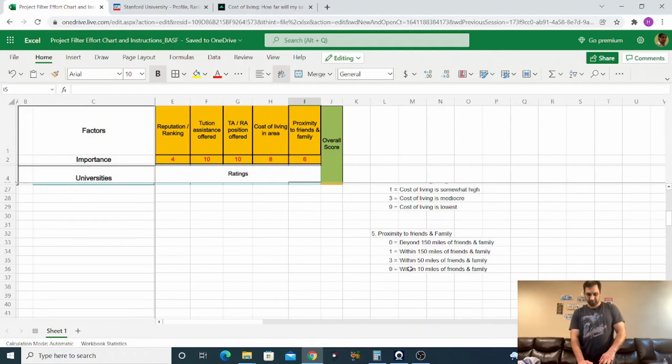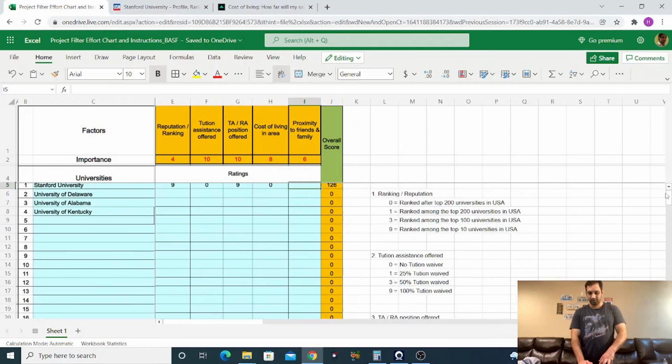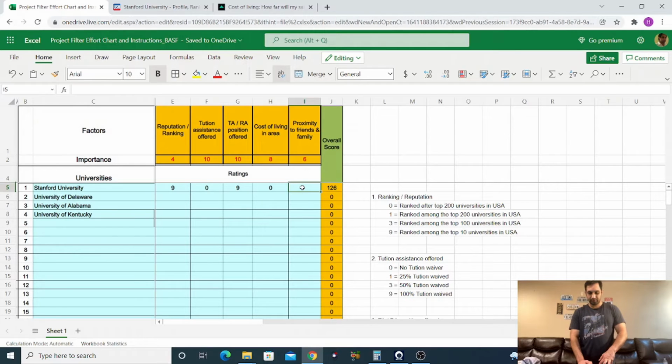Let's say they are 100 miles away from San Francisco, California. So it's more than 50, less than 150. So it would be a 1. So you can put a 1 here, and then you would see that your overall score comes out to be 132. So what this is doing is, you can look at the formula here.